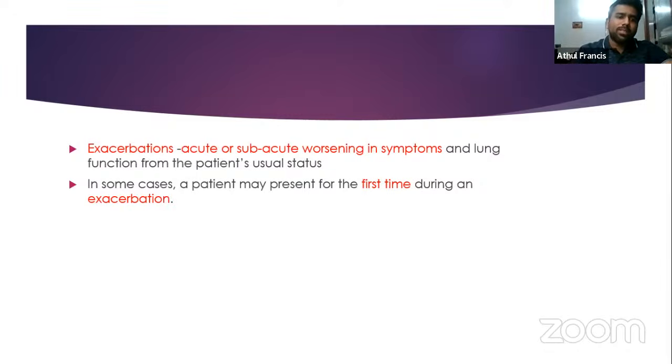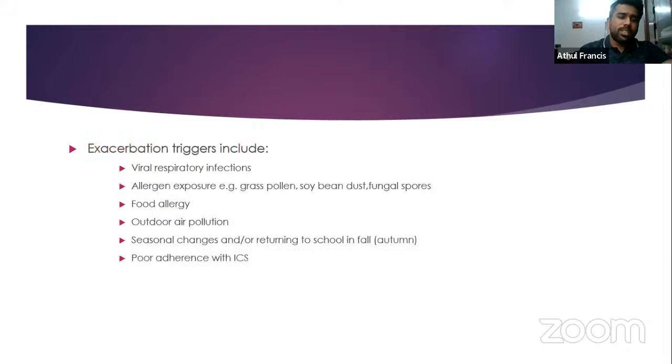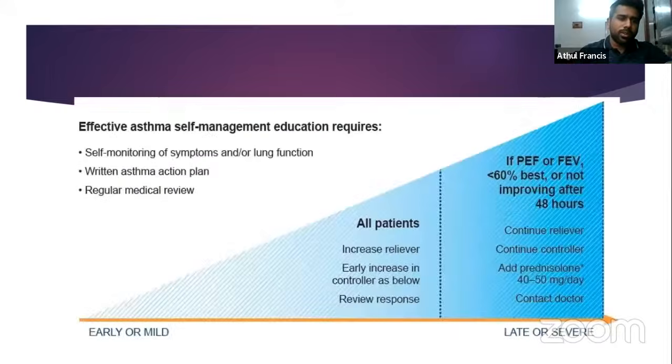Sometimes many patients of bronchial asthma are diagnosed during an exacerbation. That is the first step which comes up. So what are the factors which trigger exacerbation? Viral respiratory infection, allergen exposure, food allergy, outdoor air pollution, seasonal changes, and poor adherence with inhaled corticosteroids.